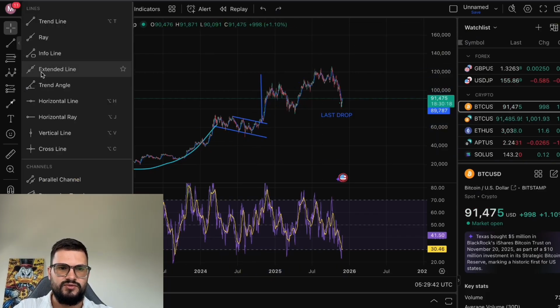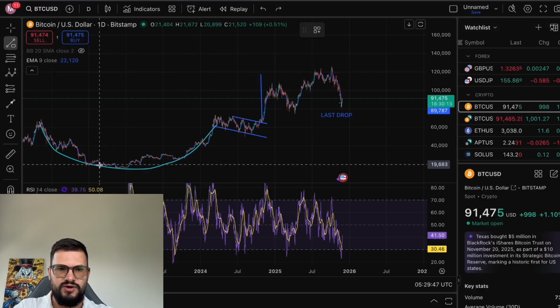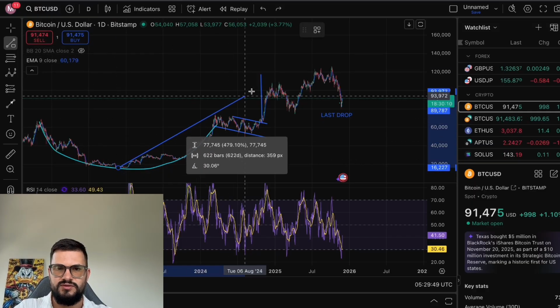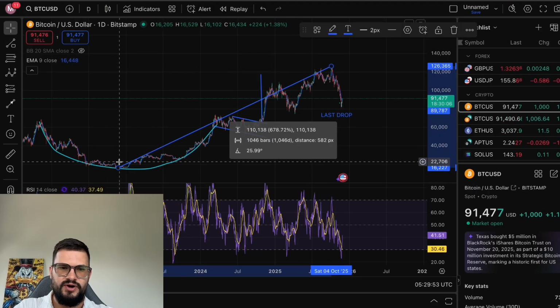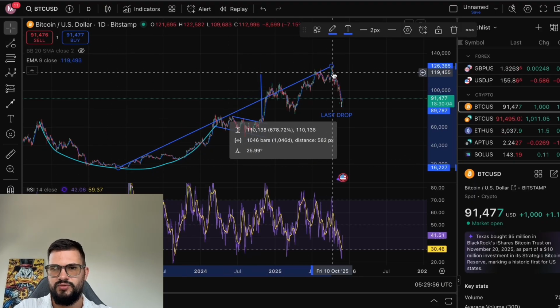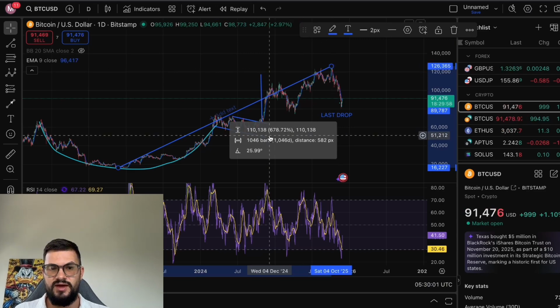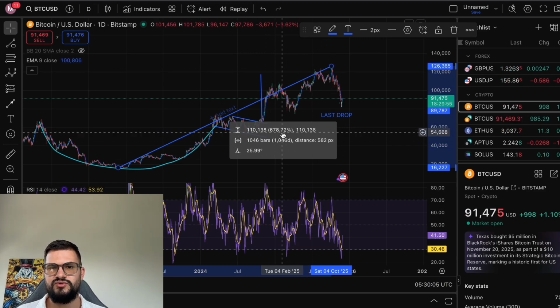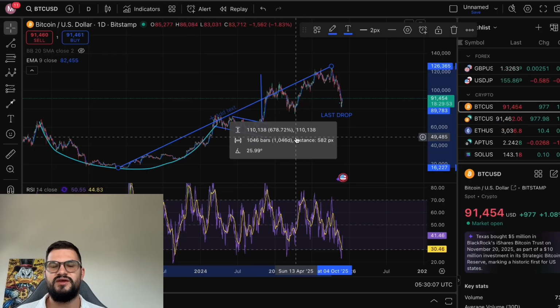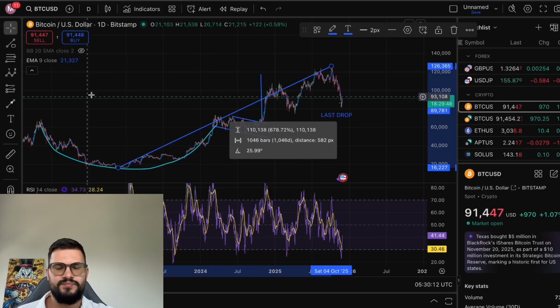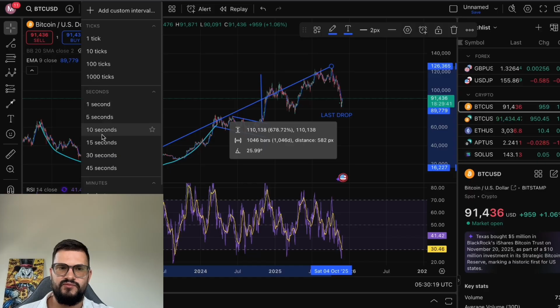Besides that, I also like to use, let's quickly show it to you, the info line. With the info line, you can see basically how much gains the market made. So from the bear market low here to the bull market top at 125, Bitcoin did 678% in around 1046 days. That's since the last bear market low. Besides that, we also have here different type of candle. You can change here the time frame that you are on.